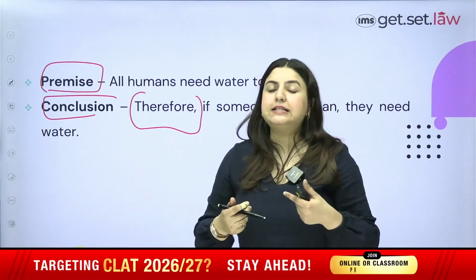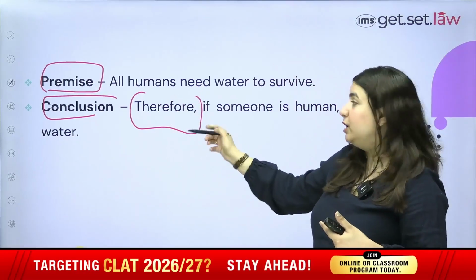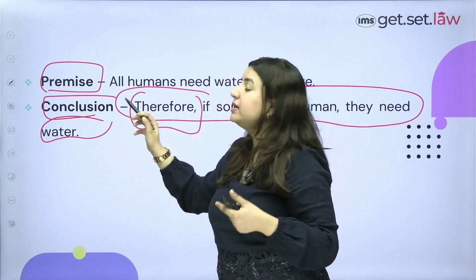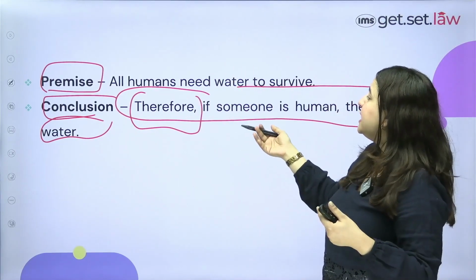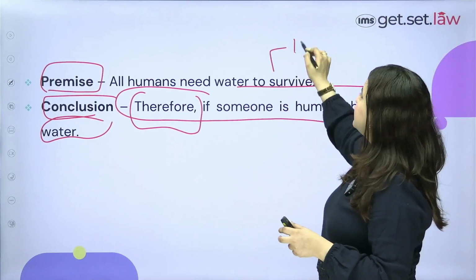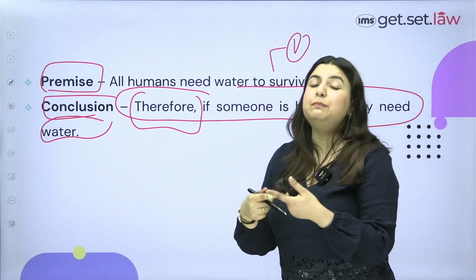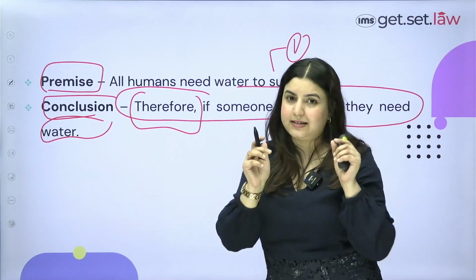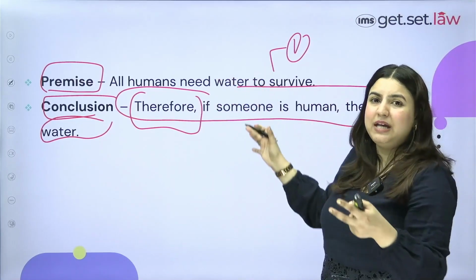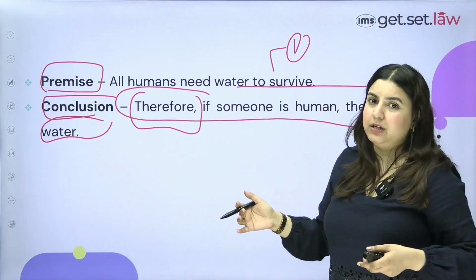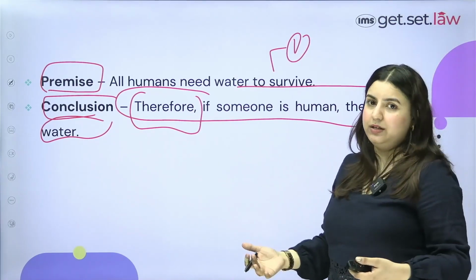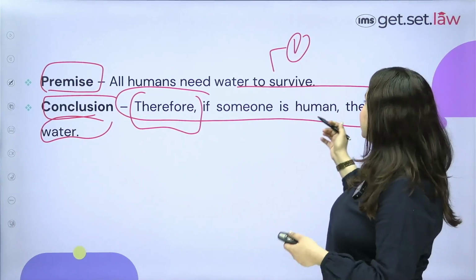What is that extra statement which, if I add, will make this more strong, will make this more cemented? Why am I still saying that if someone is human, they need water? All humans need water to survive. This is the first reason. Is there a second piece of evidence or a fact? Because an assumption is an unstated premise that, if I include, will just make this seem a lot more understandable. And that is that the person referred to here is indeed a human. That is why you're saying if someone is human, they need water.